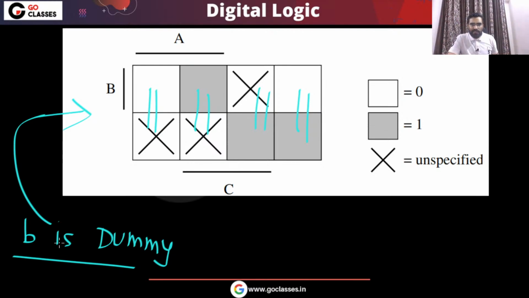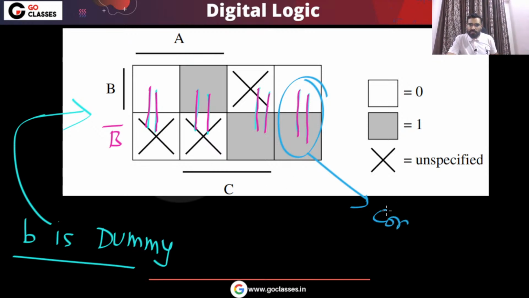But what I'm saying is, if B is dummy, then these two must be same, these two must be same, these two must be same, and these two must be same. But you can notice here already 0 is there, here already 1 is there. So this is a contradiction. This is not possible. So B is not dummy.